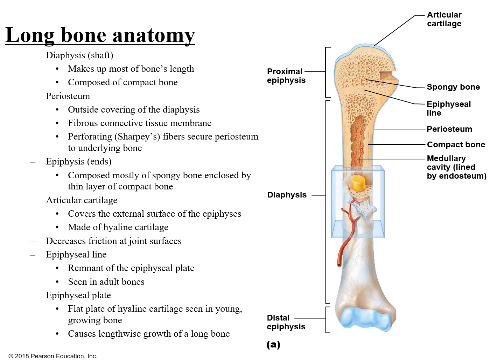In the long bone, the diaphysis, or the shaft, makes up most of the bone length. The diaphysis is covered by the periosteum, which is a fibrous connective tissue. The periosteum is connected to the bone by Sharpey's fibers, or perforating fibers. The epiphyses are the ends of the long bones, which are filled with spongy bone.